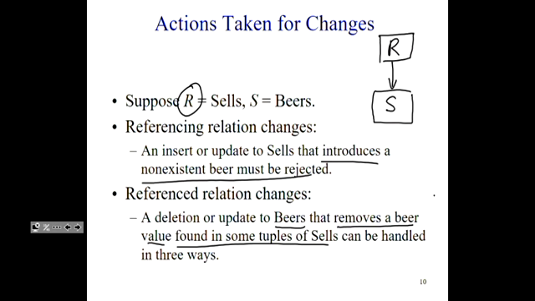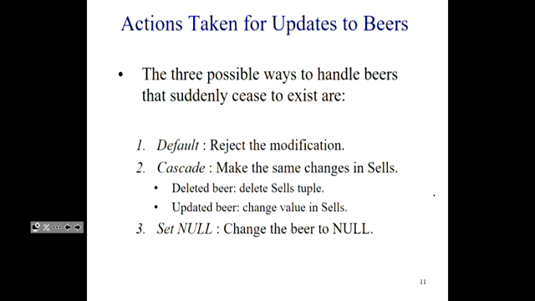I'll tell you how we can handle this violation in a better way later on. Okay, so for now, updates to R are rejected. Updates to S can be handled in three separate ways. Okay, so let's talk about those three ways. The first way is the same as the way we talked about for updates to R, which is to reject the modification. Okay, so the default is you reject the modification. But there are two other ways that we can make these updates without rejecting the modification.